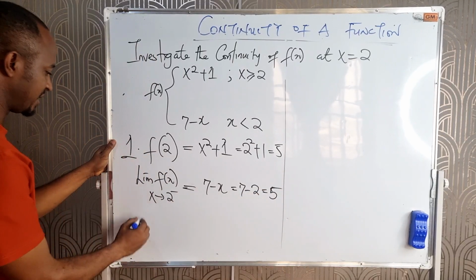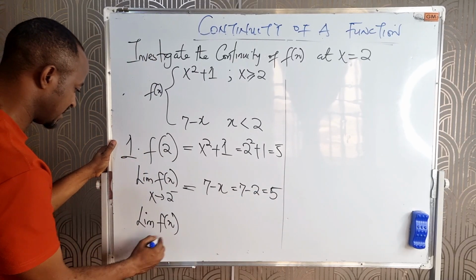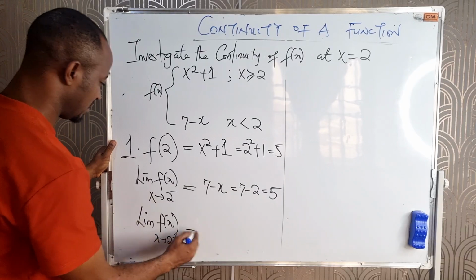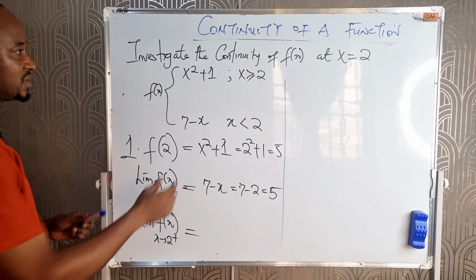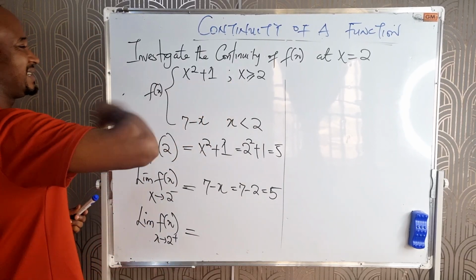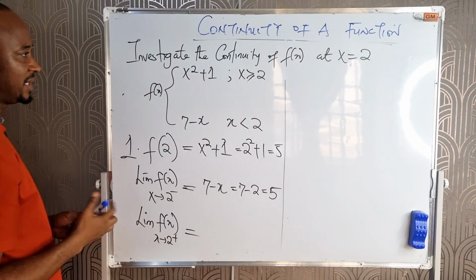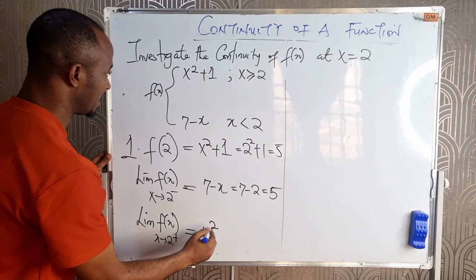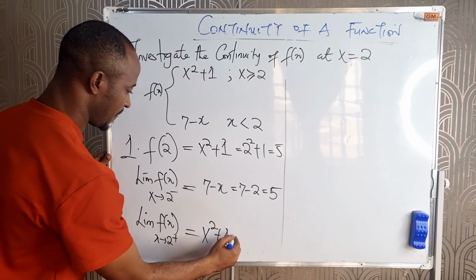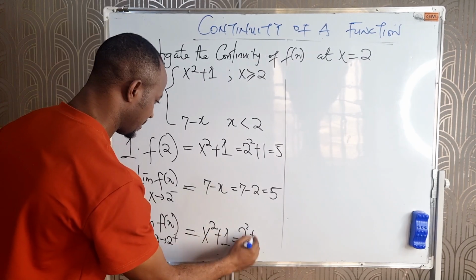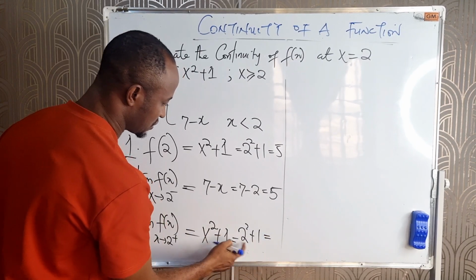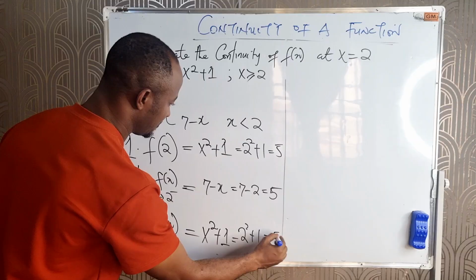The next is to find the limit of f of x as x approaches 2. On the right hand side, we are to use this function, but we are told that x is greater than 2. So that means we have to use x squared plus 1. And that will give us what? 2 squared plus 1. This will also give us 4 plus 1, which is 5.